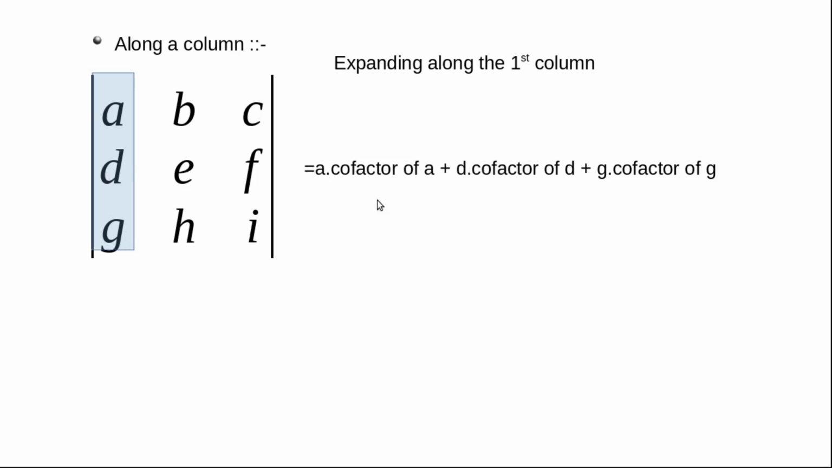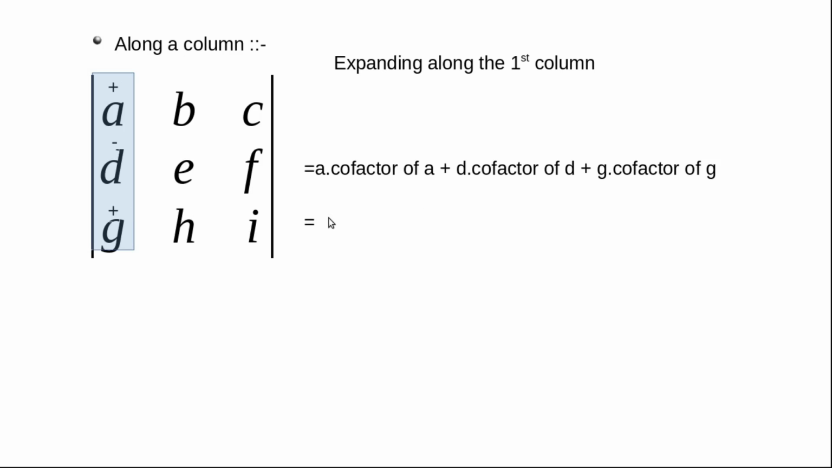Now we will see how to expand along any column. For an example, we are expanding along the first column. So we have highlighted the first column. Now the process is similar to the process to expand along a row. A into cofactor of a plus d into cofactor of d plus g into cofactor of g. So to find the cofactors, we have to know the signs of the corresponding elements.